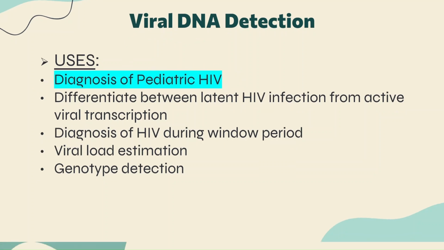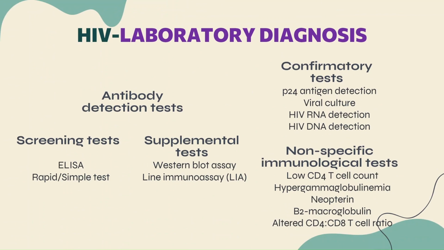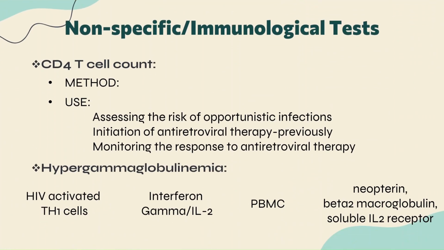Okay. So we are done with something called as your confirmatory test. So so far I've described the screening test, the supplemental test, and now the confirmatory test. Let's have a look on these non-specific or the immunological tests that were available. So in this we are going to look for the CD4 T cell count. Okay, what do we mean by the CD4 T cell count, guys?